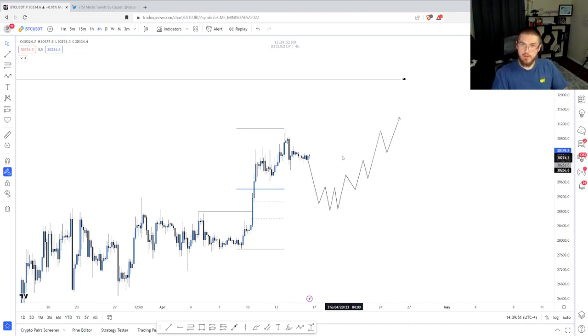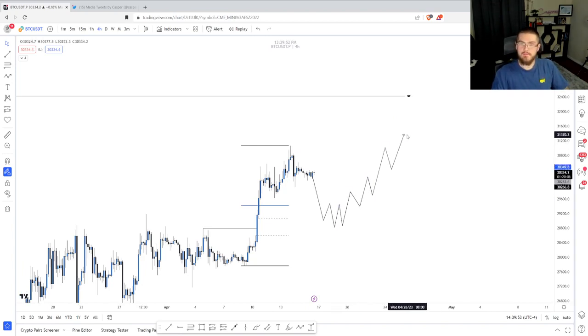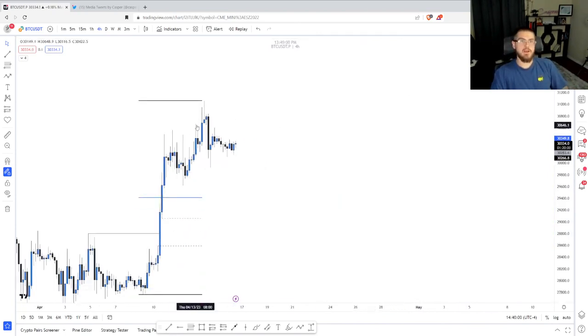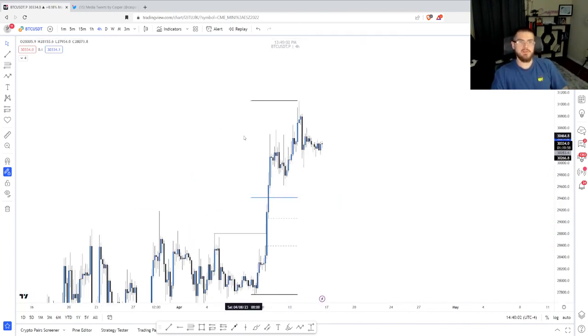Now another entry I am working on, I will say, is a turtle soup model. So for those of you, it's basically trying to know when to buy the stop, so to speak. But I'm still working on it.